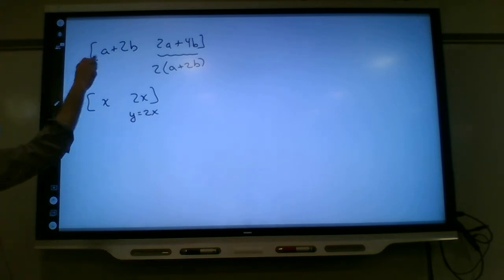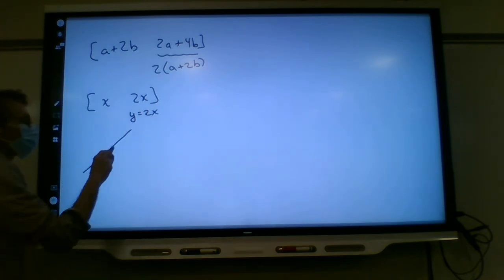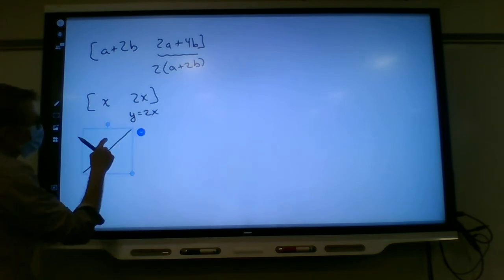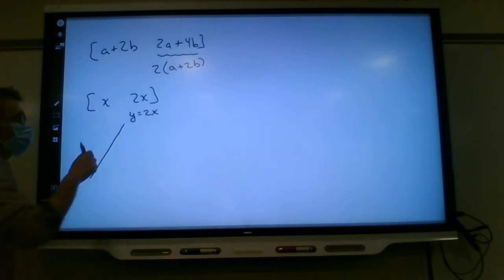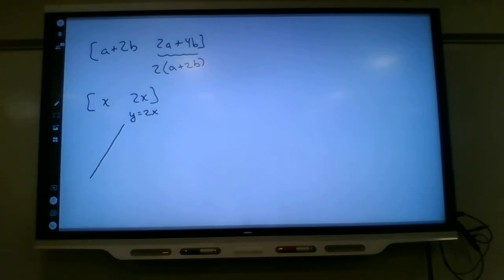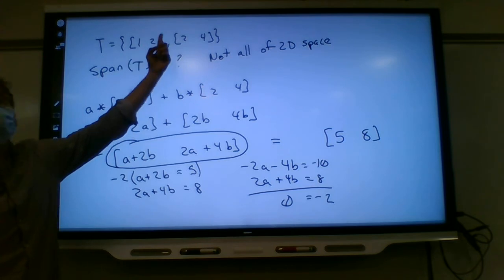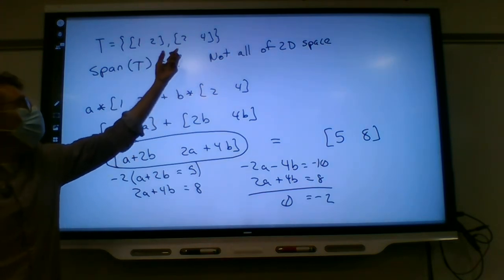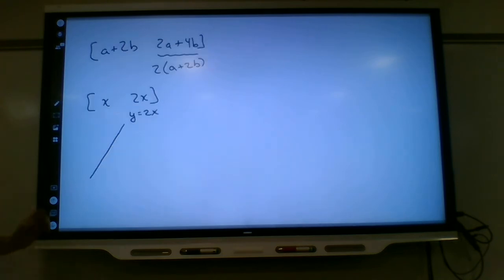What can we build from those pieces? We can build the line, which I didn't make quite steep enough. We can build the line y equals 2x. Does that make sense? So this time, from these two pieces, we don't build everything, we just build the line y equals 2x.